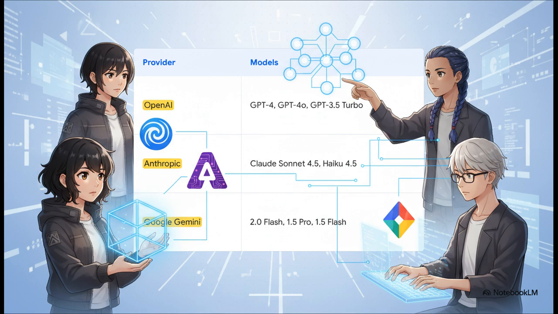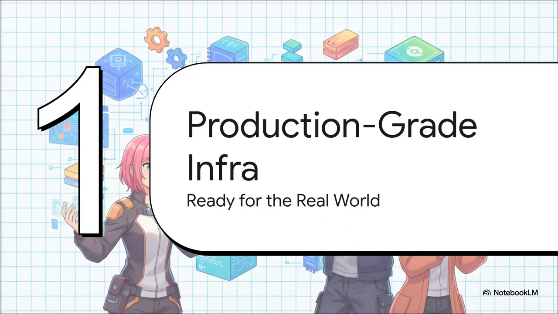This gives you a massive advantage because you can experiment. Imagine using a fast, cheap model like Claude Haiku for simple tasks, and then switching to a powerhouse like GPT-4o for heavy-duty reasoning, all in the same app. You get to optimize for both cost and performance. So it's fast and it's flexible.